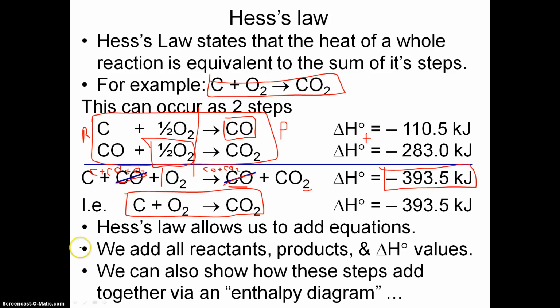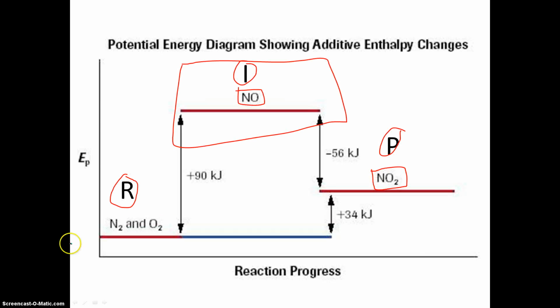Okay. We can also show how these steps add together, and this is in an enthalpy diagram. So if I go back, right here, we start off with N2 and O2 at a very low enthalpy or low potential energy. We go up to NO, which is an intermediate, and this required a lot of energy input. But then as that breaks down into NO2, you have energy that's being given off. So your final reaction, the overall step, is 90 plus negative 56. So I'll just put that down. So the first step plus the second step, and that gives you a final molar enthalpy of 34 kilojoules.